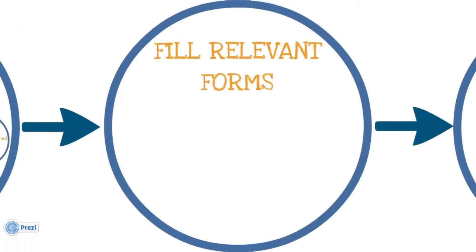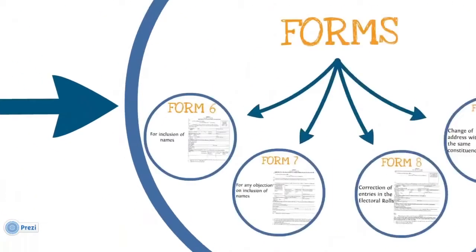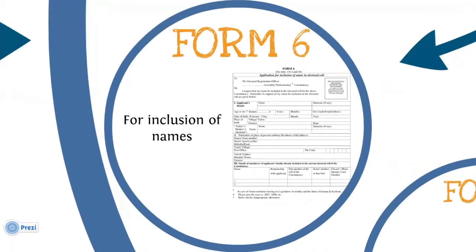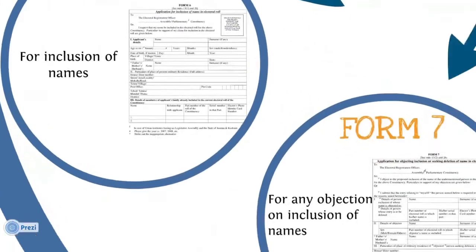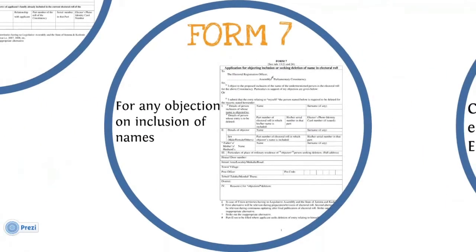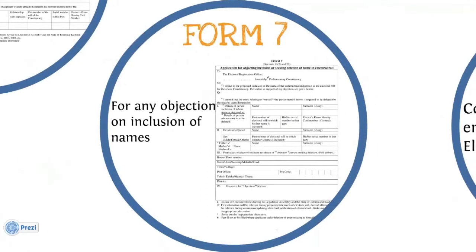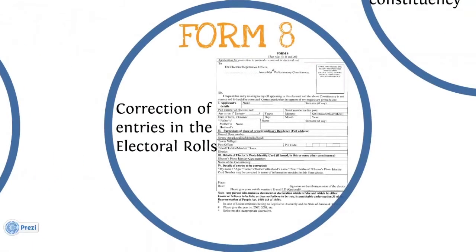The first step in manual registration is filling out the forms. Form 6 is for registering new people for voting. Form 7 is for permanent deletion. People who are already registered to vote and want to permanently delete their name from the voting list need to fill this form. Form 8 is for any changes in the document. People who are already registered to vote, who have their voting card and want to get some errors rectified in their voting card will fill this form.